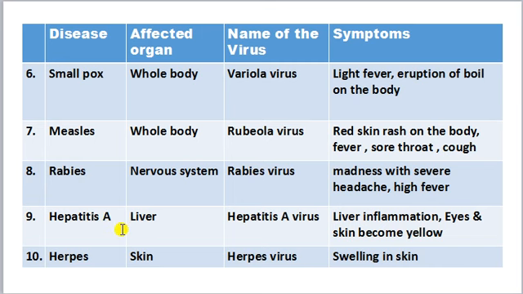9. Hepatitis A. Hepatitis A is a viral liver disease that can cause mild to severe illness. The hepatitis A virus is transmitted through the ingestion of contaminated food and water or through direct contact with an infected person. So hepatitis A actually affects your liver and causes jaundice and some other problems in the liver, and this is caused by the hepatitis A virus. Symptoms include liver inflammation, that means cells present in the liver are inflamed, and eyes and skin become yellow, and the urine also appears yellow. So this is all about hepatitis A.